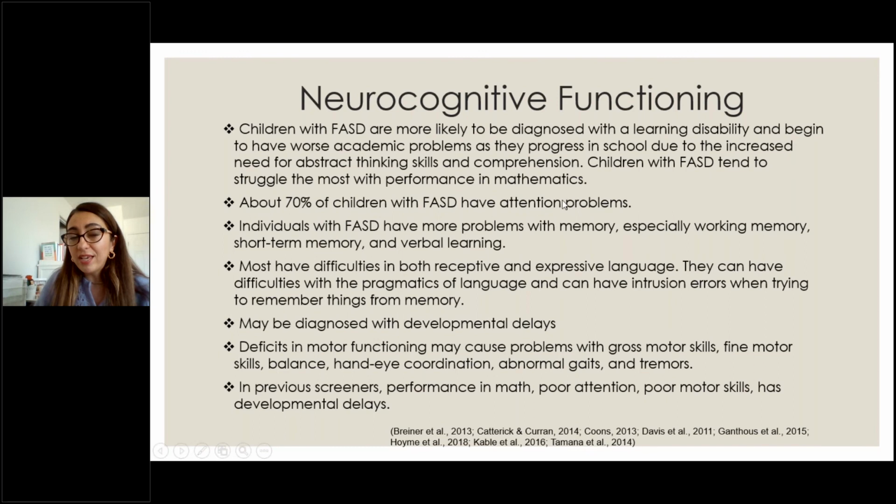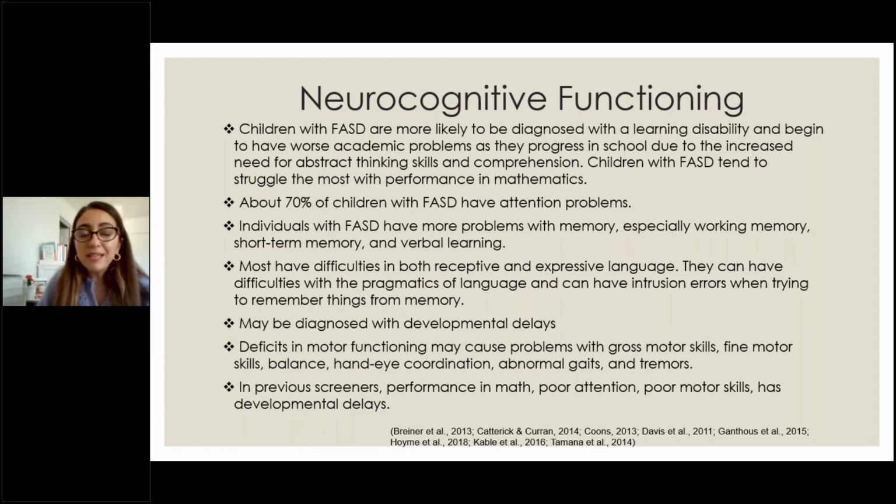But 70% of children with FASD have attention problems. Therefore, if we screen for attention, we will be catching a lot of children. A lot of children with FASD have memory problems, especially working memory and verbal learning. So if we ask about memory, we will capture a lot of those children. A lot of the children with FASD start out life with developmental delays, so if we ask about those, we will pick those children. A lot of them have motor functioning issues, so if we ask about it, we can pick those as well. Those are just some examples.